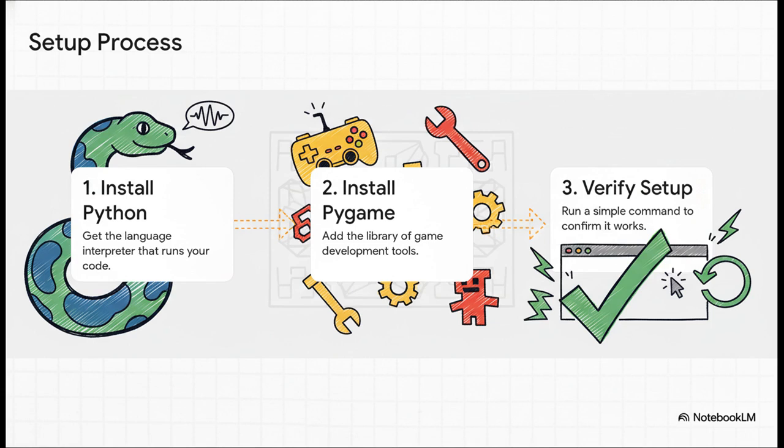It really just boils down to three simple steps. First, we need Python. That's the language we're going to be speaking. Then we'll add Pygame, which is like our library of game-making magic. And finally, we'll do a quick check just to make sure everything's talking to each other correctly.